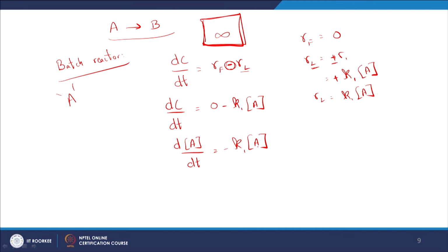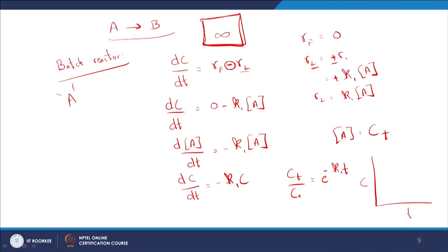So the change of concentration of A with respect to time is equal to minus K1 times concentration of A, or if I say A is equal to C(t), then dC/dt equals minus K1 C. Integrating, C(t) by C naught equals e to the power minus K1 times t. This is an exponential decay of C with time, not a good figure here, but that should do for now, and C naught is the initial concentration, obviously.